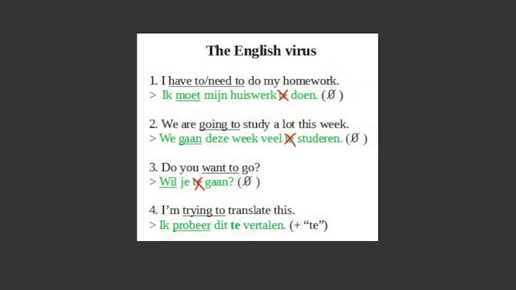The answer is that we only use "te" for the final sentence. In the first three sentences, we don't translate the English word "to" at all. In a sense, we translate it with nothing, which is why I use the empty sign here. If you actually were to use "te" in the translations here, it would sound weird or redundant, and the English influence would show clearly. That's why I call it the English virus.